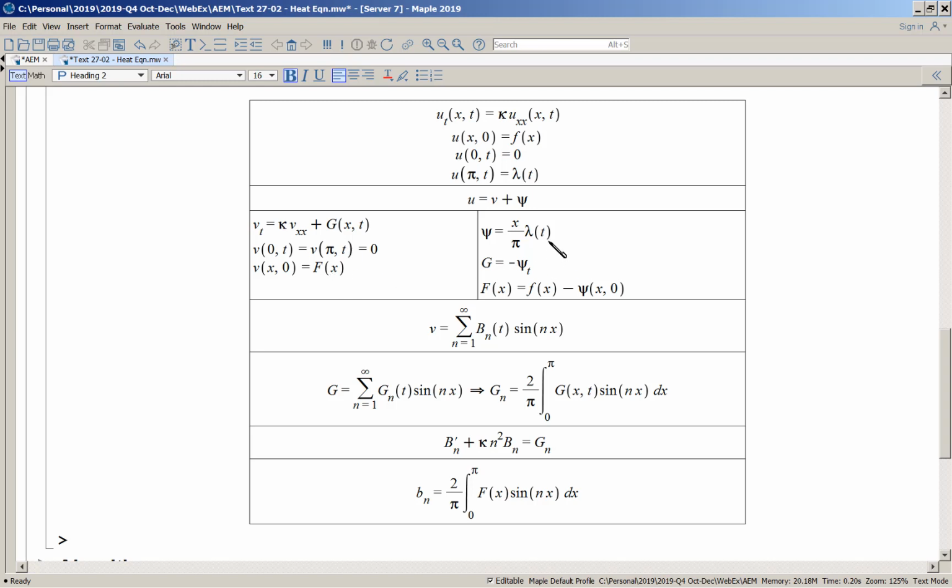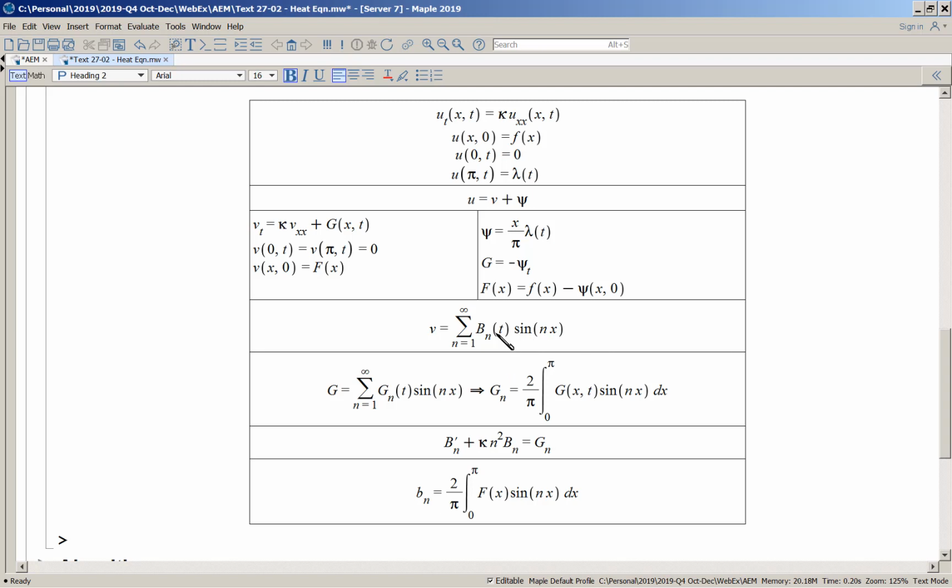Now, what is the optimum psi? Well, it turns out to be this. What does G turn out to be? Minus psi sub t. What does F turn out to be? It's F minus psi at x and 0. Okay, so with that choice, V turns out to be an infinite series. It looks like a Fourier series.